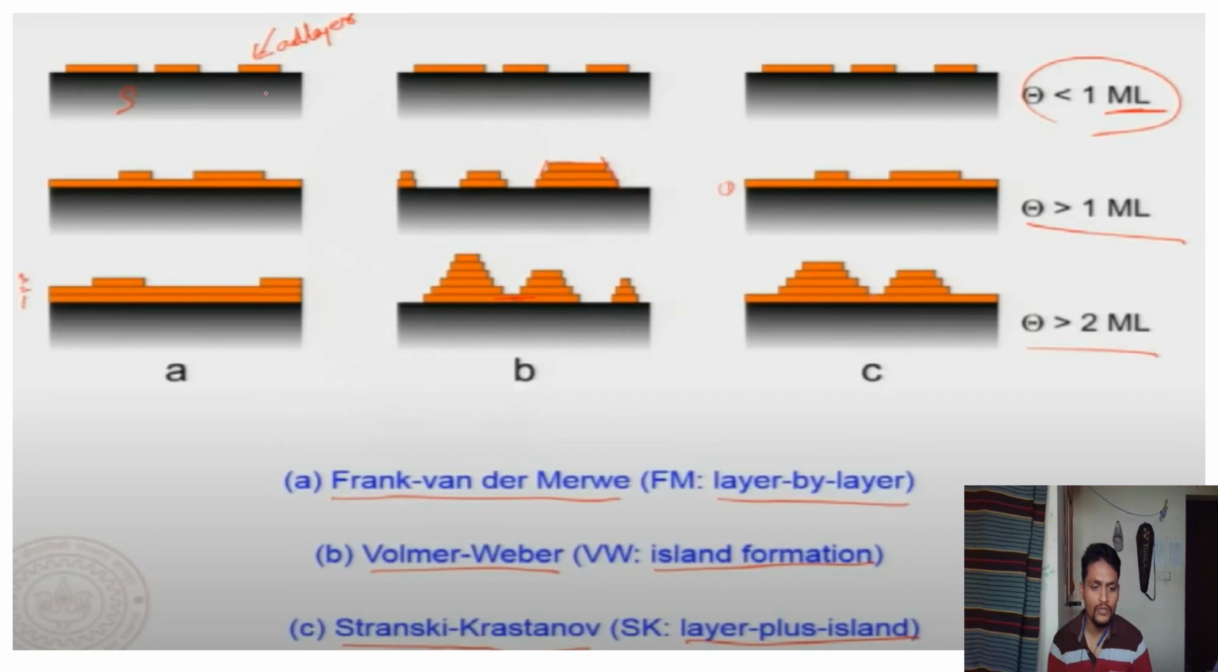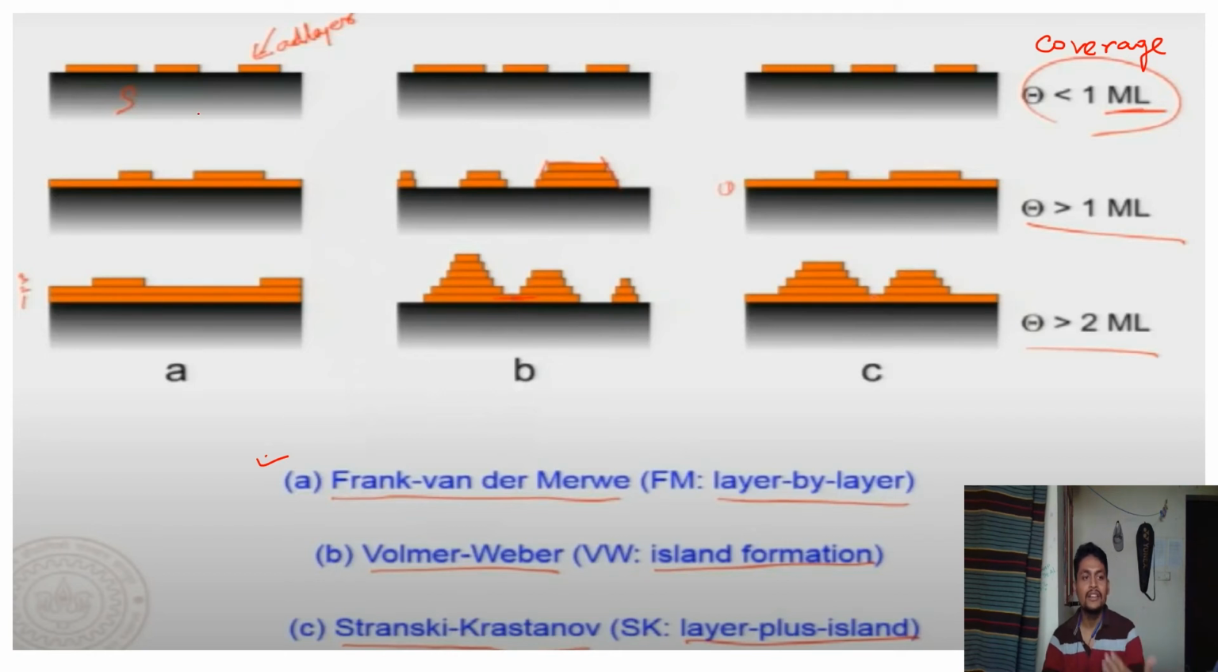There are three types of adlayer growth seen. One is Frank der Merwe, or it is called layer by layer, another one is Volmer Weber, and another one is Stranski Krastanov. Right. So this theta is actually the coverage. When the coverage is very, very low, less than 1 monolayer, all growths are kind of similar, because obviously there are no options. That's why all kinds of growth are similar.